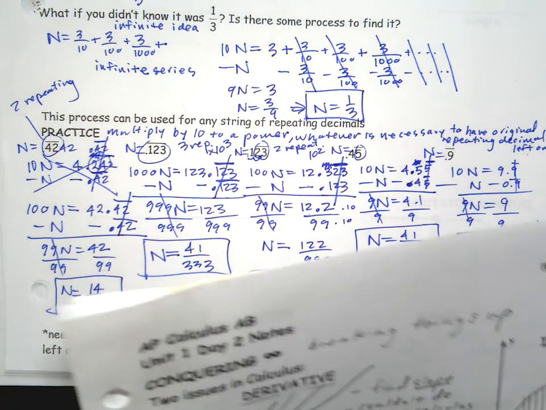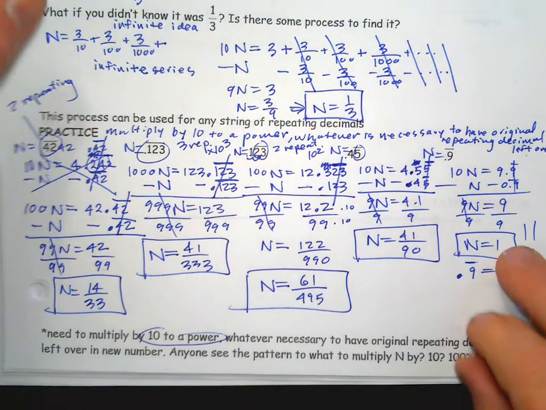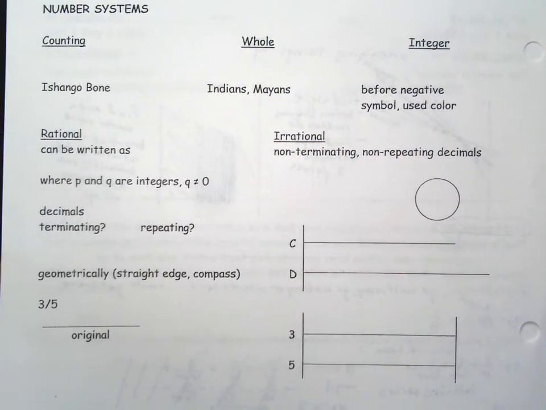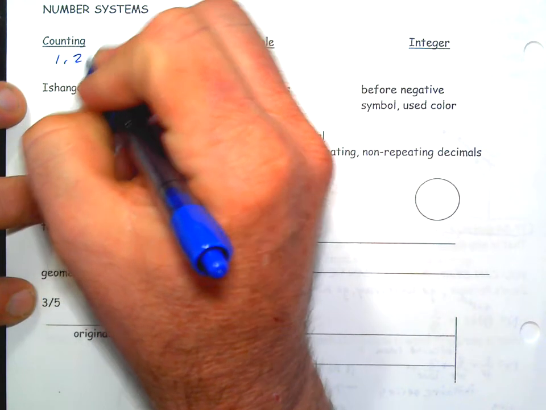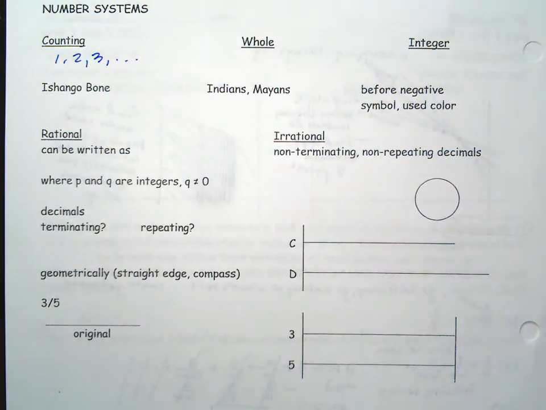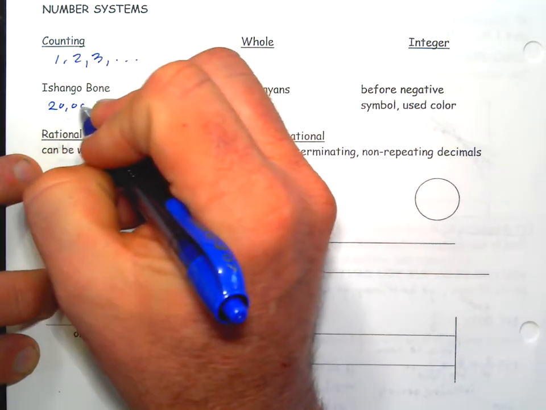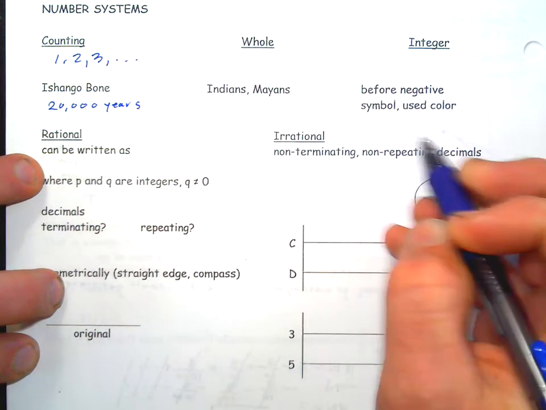So, kind of interesting. On the back is just a little bit of math history. Not necessarily required for the homework, but just some ideas to think about. So some just counting like 1, 2, 3. The first evidence that people found of that was called the Ishango bone, and they estimated it to be 20,000 years old. First evidence of humans counting.